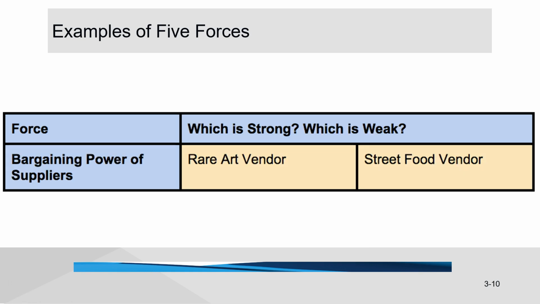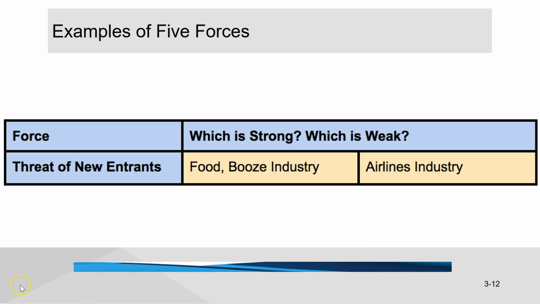The bargaining power of suppliers. When is this force strong and when is it weak? A rare art vendor or a street food vendor? So for which of these vendors is the bargaining power of suppliers strong? And the supplier would be the vendor. So if we're selling rare art, we actually have pretty strong bargaining power because there's only one of this particular rare painting. If we're a street food vendor, we probably have weak bargaining power as a supplier.